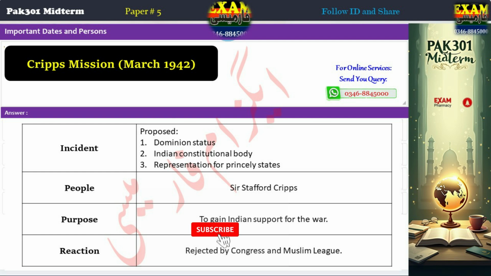Cripps Mission, March 1942. Incident: proposed dominion status, an Indian constitutional body, and representation for princely states. People: Sir Stafford Cripps. Purpose: to gain Indian support for the war. Reaction: rejected by Congress and Muslim League.